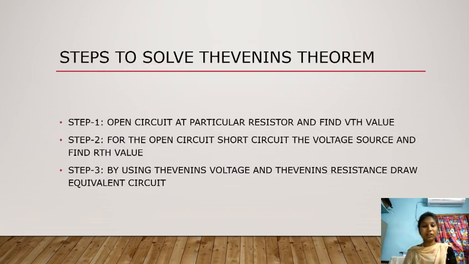Some steps involved in Thevenin's theorem. Step 1: open circuit at a particular resistance and find the Vth value. Step 2: for the open circuit, short circuit the voltage source and find the Rth value. Step 3: by using the Thevenin's voltage and the Thevenin's resistance, draw the equivalent circuit.